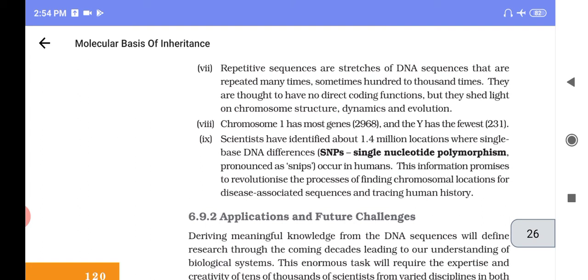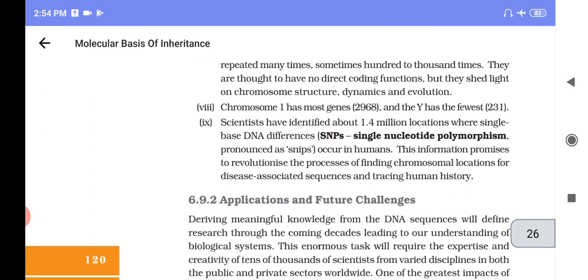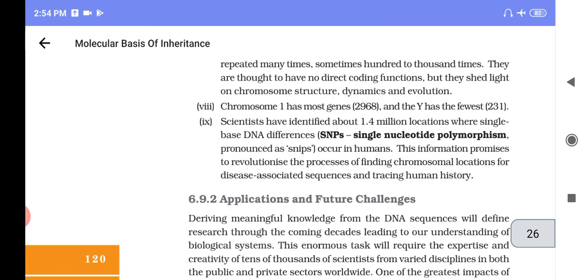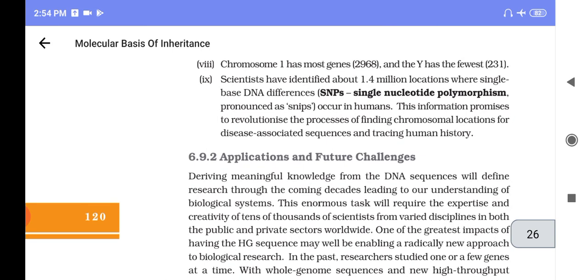Chromosome 1 has the most genes, 2968, and the Y has the fewest, 231. Scientists have identified about 1.4 million locations where single base DNA differences, SNPs (single nucleotide polymorphisms), pronounced as snips, occur in humans. This information promises to revolutionize the process of finding chromosomal locations for disease-associated sequences and tracking human history.